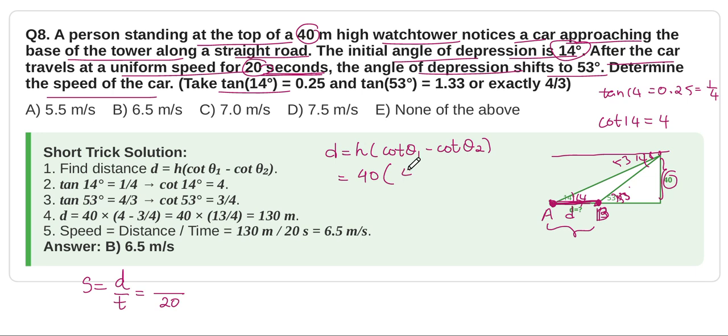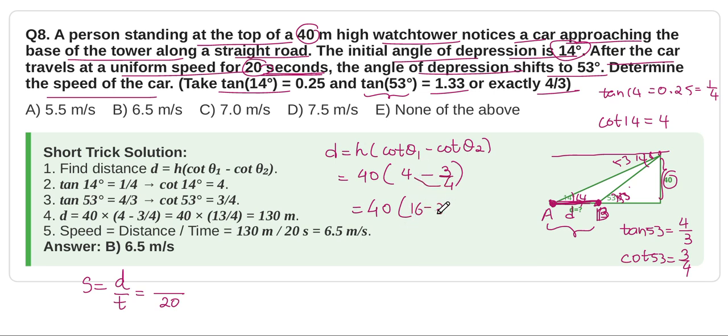So we'll write down here 4. Then minus, the second angle is tan 53, which is given to be 1.33, or exactly 4 by 3. So the reciprocal of tan, which is cot 53, is 3 by 4. So we'll write down here 3 by 4. So 40 as it is, times the bracket. If we do the cross multiplication, 4 fours are 16 minus 3, all divided by 4. So 4 tens are 40, so 10 inside the bracket 16 minus 3, which is 13. So 10 into 13 is 130.